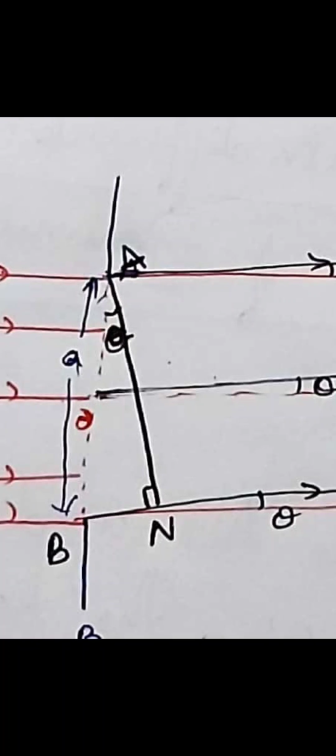They have no path difference, meaning they have no phase difference, or all the waves reaching the point P are in the same phase. That means it corresponds to a condition of constructive interference, or the point P is a bright point, or it corresponds to maximum intensity, and this point P is called the central maxima. I hope it is clear to you.